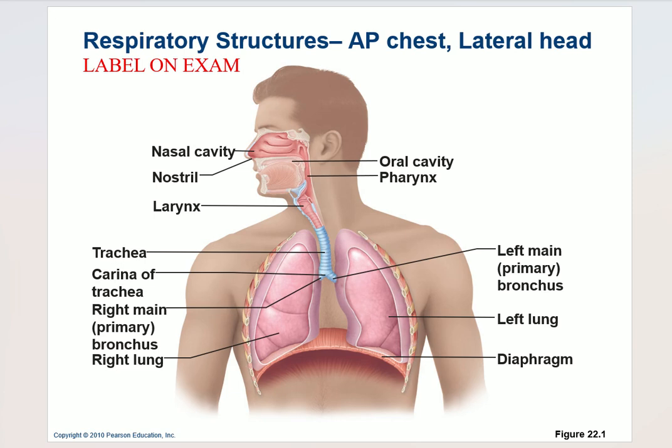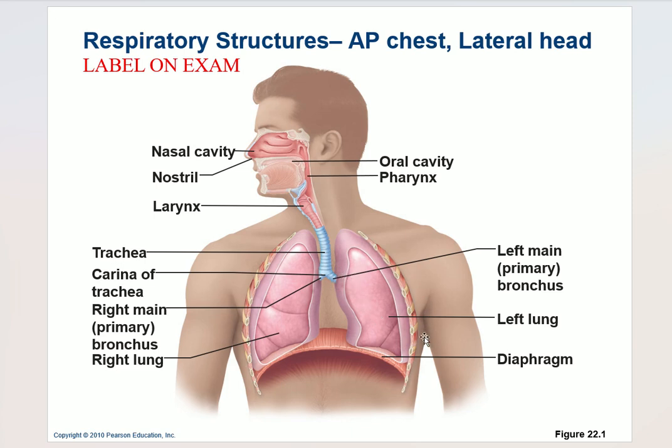The trachea, right here, is the windpipe, and it splits inside the chest. So it goes to your lungs, and that split right there goes to the left and right primary bronchus, or main bronchus, whatever you want to call it. Left, right. Remember, patient left, patient right. The split, this little Y, is called the carina of the trachea, so it's got its own fancy name. The Y is the carina.